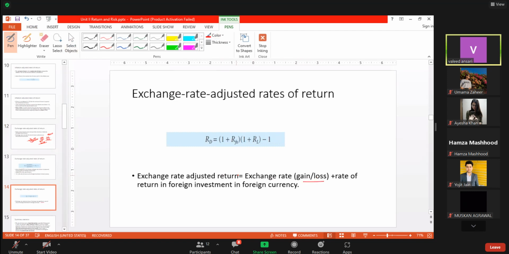For example, depreciation by 10% is a loss, plus the return. If the return is 10%, then it means the net will be zero. But if the exchange rate depreciation is 8% and the return is 10%, then only 2% will be the return. So the exact formula is there, which you will study in international finance, and in the last part, fifth unit, we will also refer to these things. But we will not go into that detail like a course in international finance. We will just provide you some basic understanding of these things.